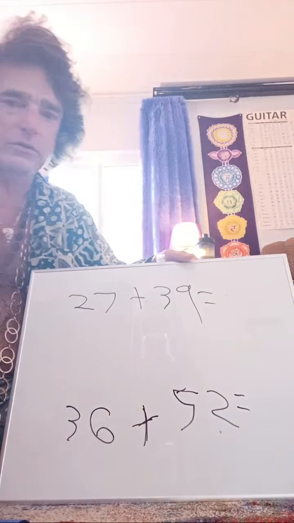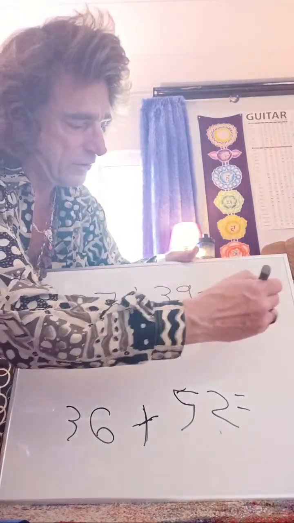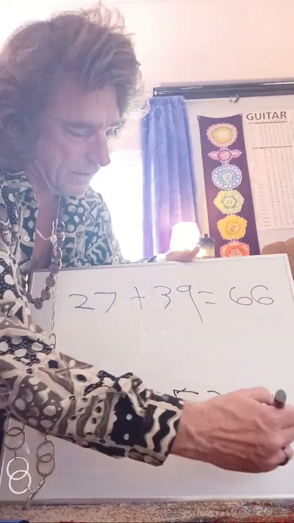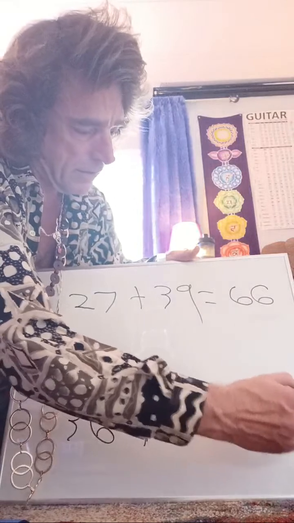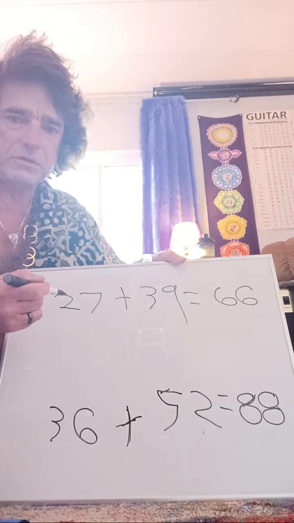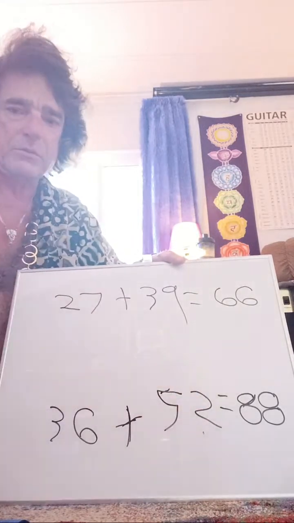Well, I'll just tell you. And you can think about it by pausing it or whatever. You don't have to. 27 and 39 is 66. 36 and 52 is 88. 66 is the number of books in the Bible. 27 is the number of books in the New Testament, and 39 is the number of books in the Old Testament. 88 is the number of keys on a piano.